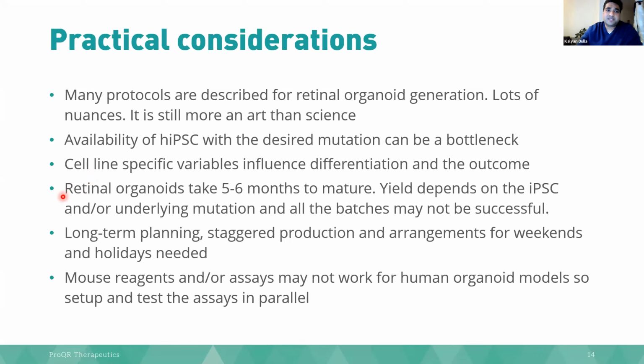And retinal organoids take 5 to 6 months to mature, and the yields depend on the iPSC and the underlying mutation, and all batches may not be successful. So long-term planning, staggered production, and arrangements for weekends and holidays are needed. And last but not the least, reagents from cells and mouse may not work for human organoid models. So you may have to set up and test the assays in parallel in advance. With that, I'm happy to take questions.